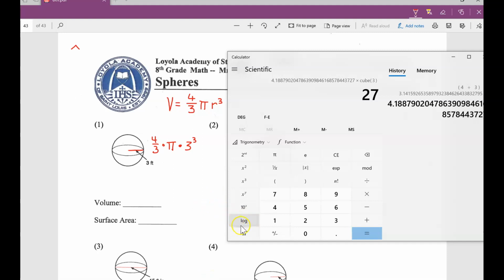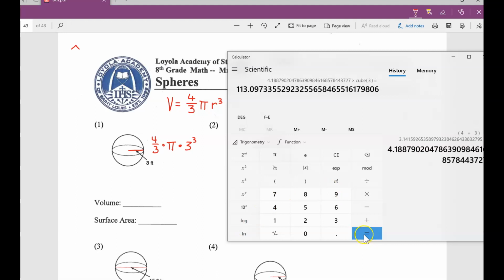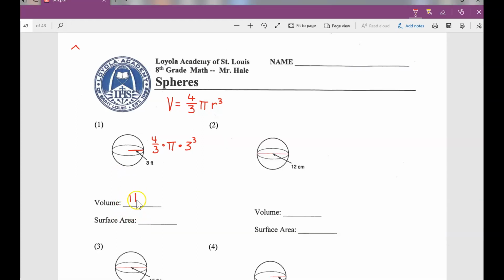Okay, so we have 4/3 times pi times 3 cubed. Our answer is 113.09. We're going to round that off to 113.1. And since this is measured in feet, we put FT. And since this is volume, it's always to the third power.